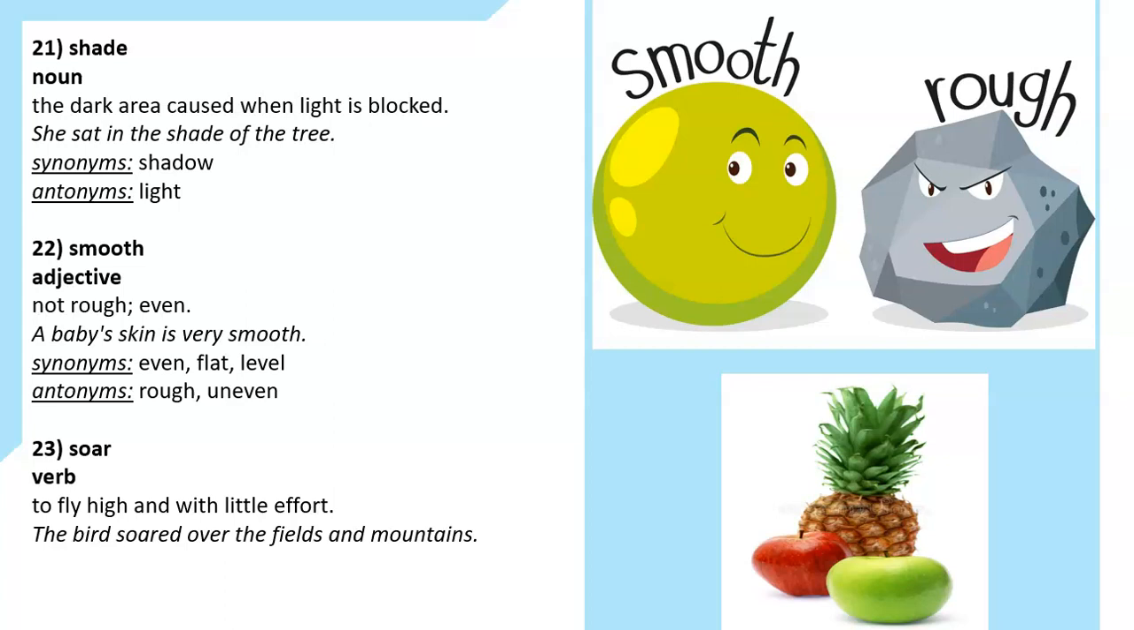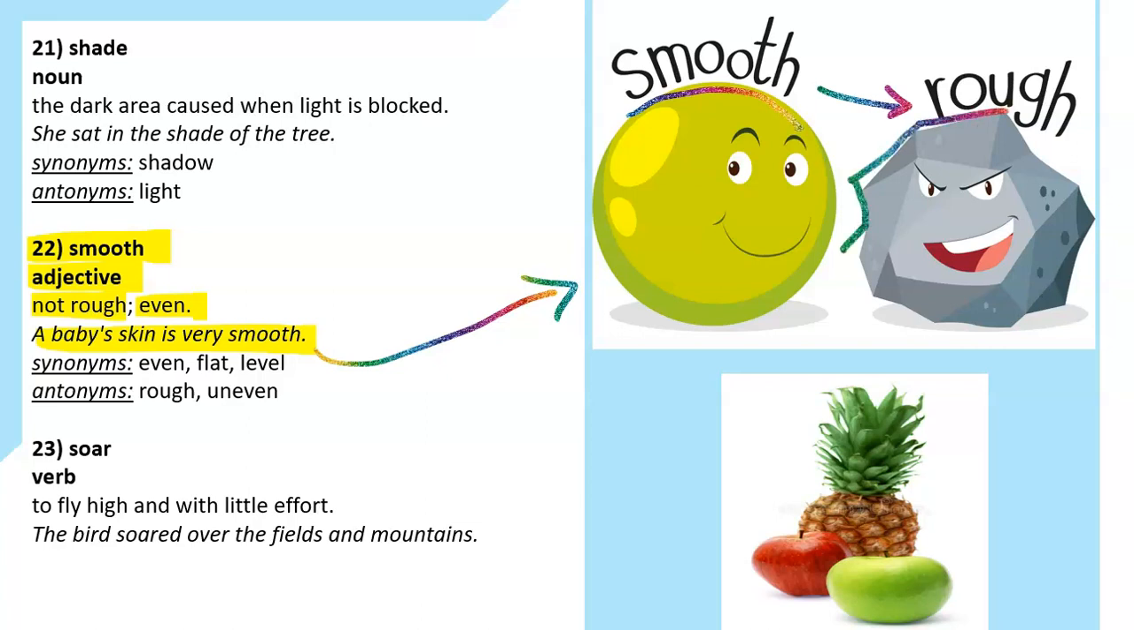Our next word is smooth. Smooth is an adjective and it means not rough, something that is even. For example, a baby's skin is very smooth. So here I have a picture of a ball and a picture of a rock. Of course, the ball is smooth, it's very even, but the rock is not even. It has many sharp turns, so it is called rough.